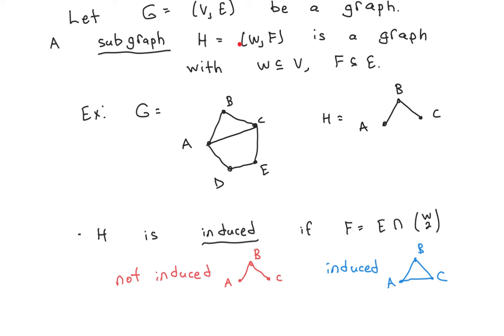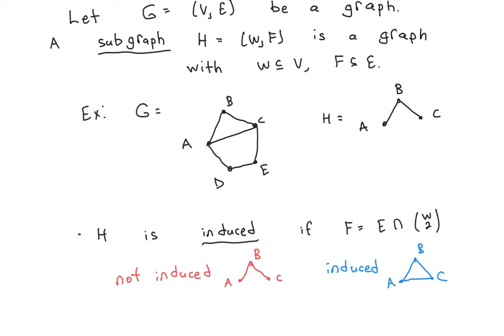A subgraph is basically going to be a collection of a subset of the vertices and a subset of the edges that also forms a graph in its own right. So for example, with this graph, if I just take the vertices A, B, C and the edge from A to B and B to C, I will get a subgraph. So you can get a subgraph by deleting vertices, like the vertex D and E, or deleting edges, like the edge from A to C.